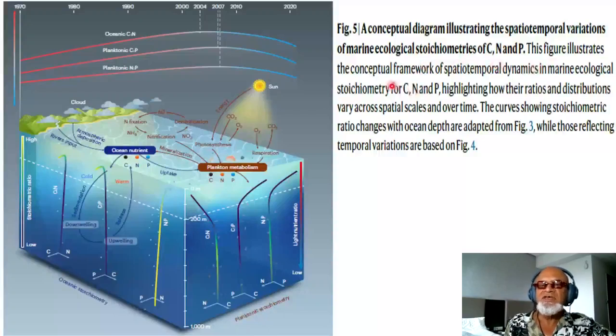This figure illustrates the conceptual framework of spatio-temporal dynamics in marine ecological stoichiometry for C, N, and P, highlighting how the ratios and distributions vary across spatial scales and over time. The curves showing stoichiometric ratio changes with ocean depth are adapted from figure 3, which I haven't shown, but it comes out of the data analysis, while those reflecting temporal variations are based on figure 4, which I have also skipped. Please follow up with the paper if you're interested in this.